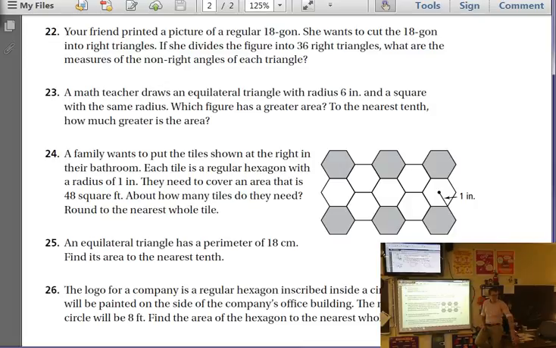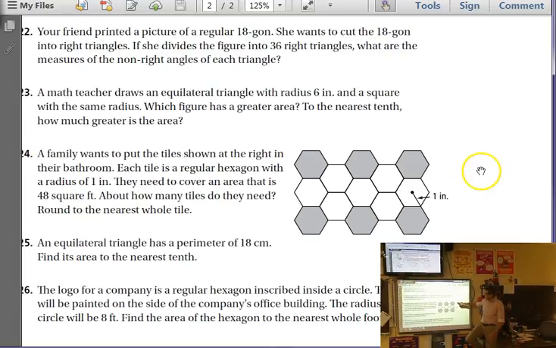Rhea. Okay, can you do 24? 24, I hope I can.